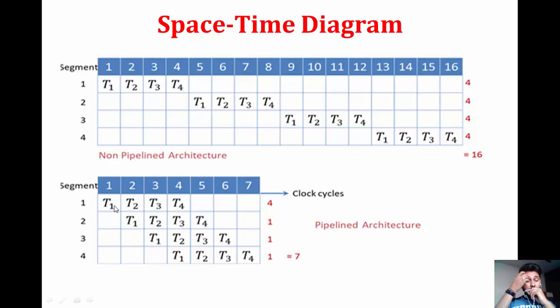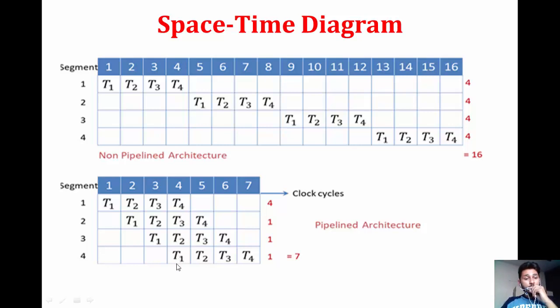The same scenario can be executed in the pipeline manner, where T1 will first be in the first segment. At the second clock pulse, T1 will be in the second segment and T2 will enter the first segment. At the third clock pulse, T1 goes to the third segment, T2 is in the second segment, and T3 enters the first segment. At the 4th clock pulse, T1 will be in the 4th segment, T2 in the third, T3 in the second, and T4 enters the first segment.